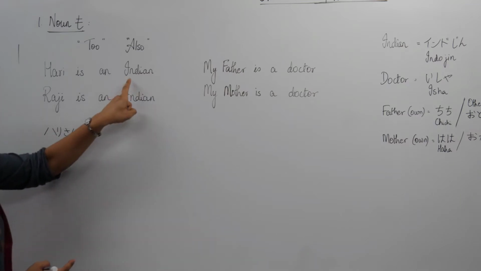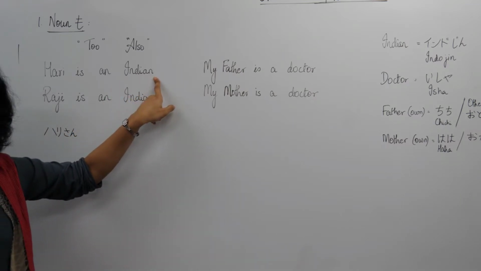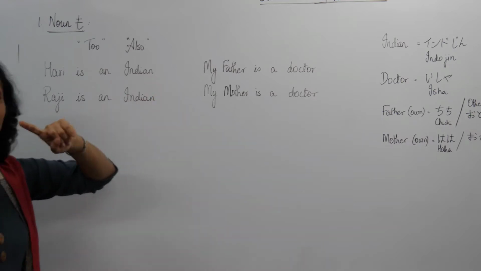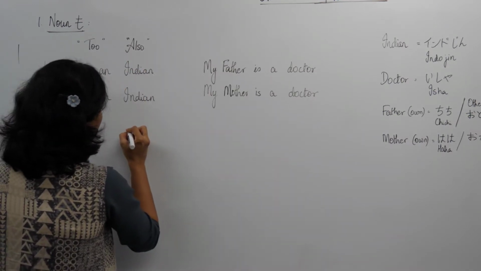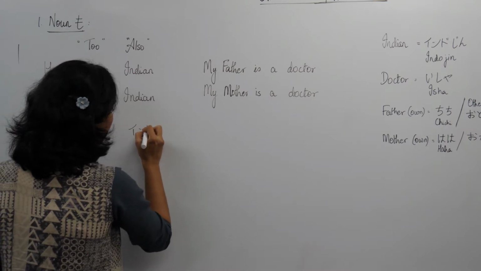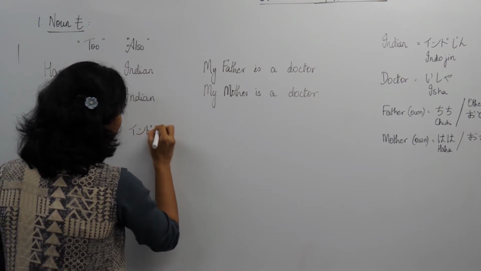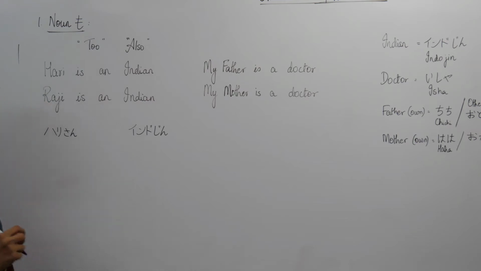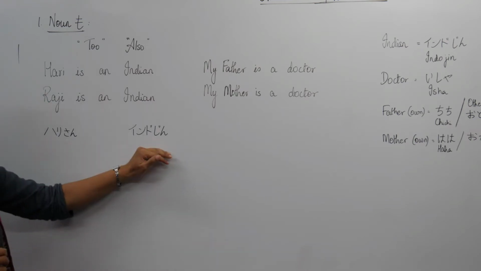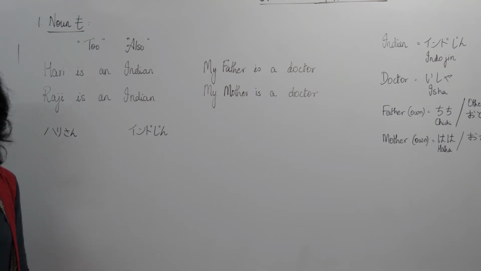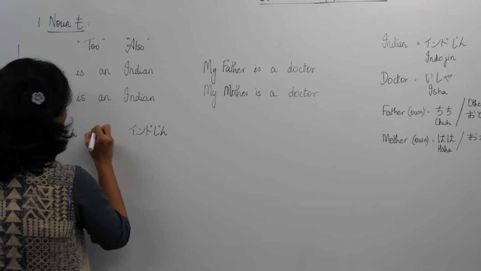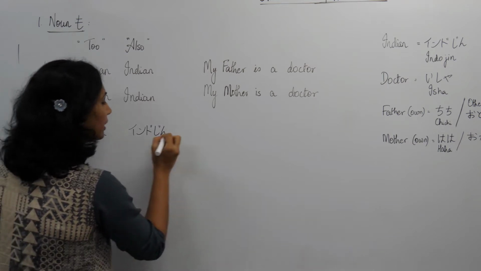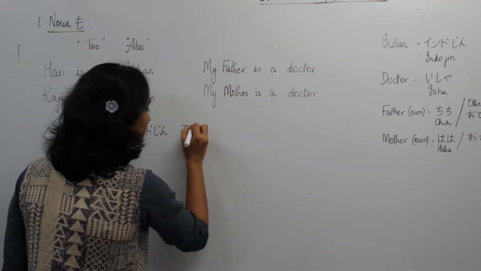Hari-san, and Indian. The Japanese word for Indian is Indojin. So let me write this. Indojin. Can you try framing the sentence now? Hari-san, Indojin. It's the same, en wa into this form. So Hari-san wa Indojin desu.